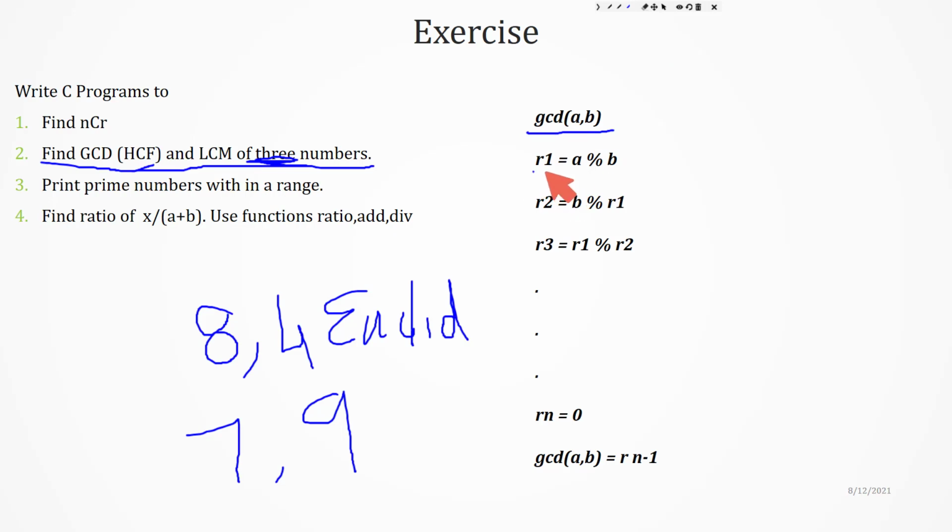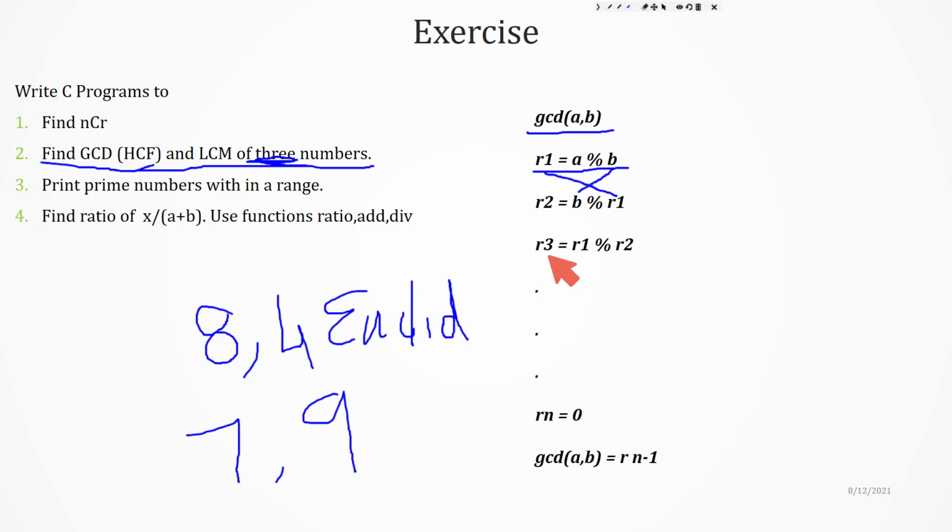First of all you have to find R1. R1 means A mod B. You just consider R1 as remainder 1, A mod B. Then you have to calculate R2. R2 means B mod R1. So just listen carefully. First I will find A mod B. Next I will find B mod R1. So this B will come here, and this R1 will come here.